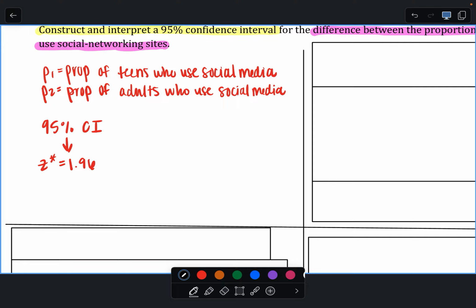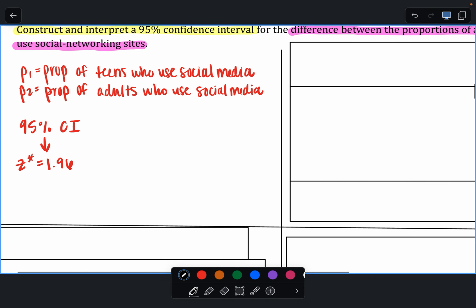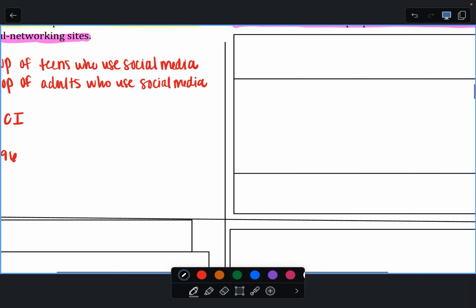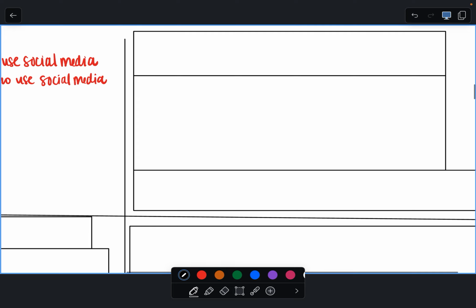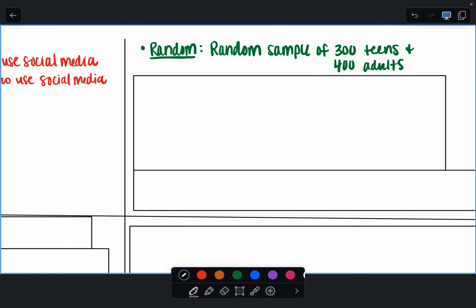So once I have my parameters and my confidence level, I can then go on and check my conditions. There are 3 things that we have to check. 2 of them are pretty standard, and you're probably used to doing them: random and independent. The one in the middle, the normal condition, is the one where we have to check success, fail for both population sizes. So for random, it's pretty standard. They did say in the question that they did a random sample of 300 teens and 400 adults.